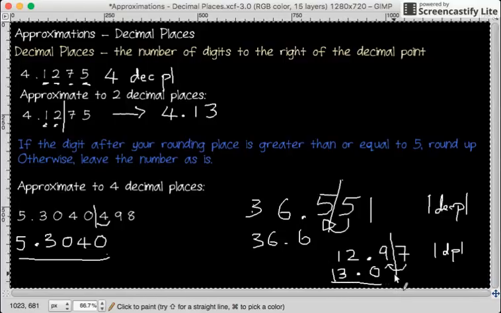So that's approximations to decimal places. In the next video, we're going to look at approximations to significant figures.